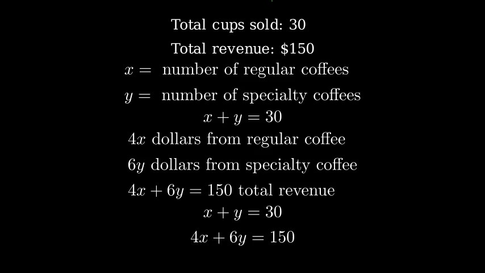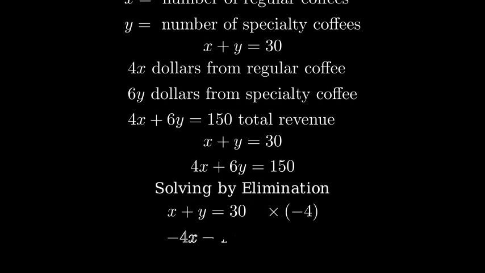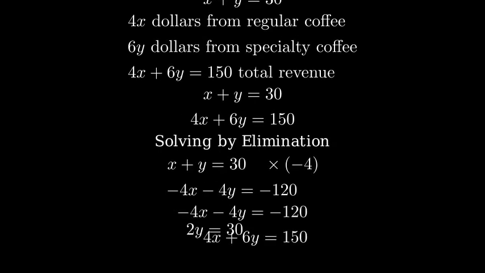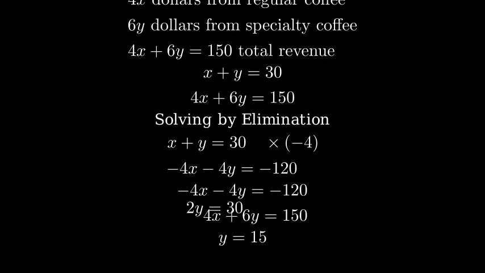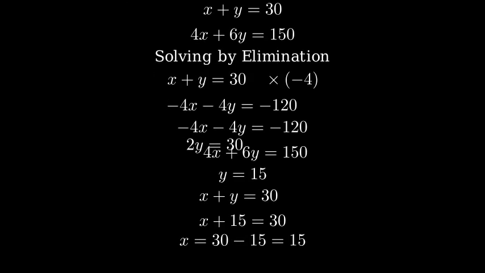Now, let's solve this system of equations. We'll use the elimination method. To eliminate one of the variables, we'll multiply the first equation by -4. This gives us -4x minus 4y equals -120. Now we add this to our second equation, 4x plus 6y equals 150. The 4x terms cancel out, and we get 2y equals 30, so y equals 15. Now we substitute y equals 15 back into our first equation, x plus 15 equals 30. Solving for x, we get x equals 15.